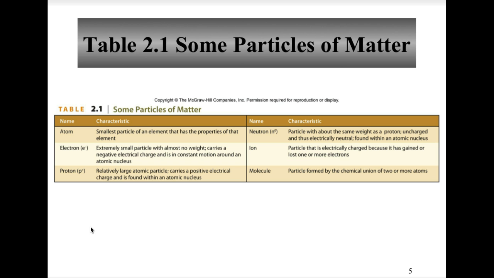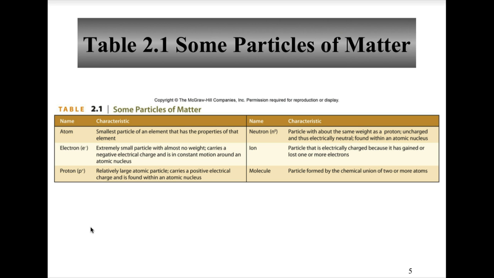And then a third subatomic particle, the particle that has no charge, is the neutron. That is the particle with about the same mass as a proton, or the same weight as a proton, and it's uncharged electrically, and thus is electrically neutral because it has neither a positive nor a negative charge. And that is also found within the nucleus along with the protons.